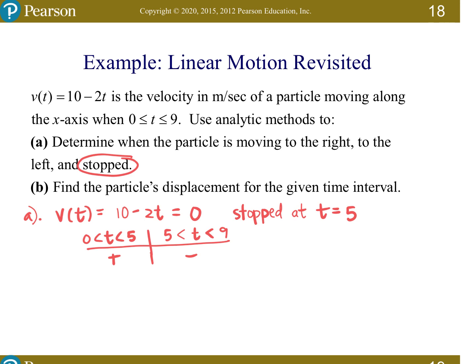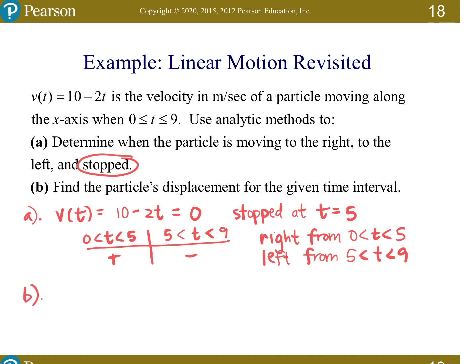So I can identify that it's moving to the right from 0 to 5 and to the left from 5 to 9. Notice that I don't have equality lines underneath it, because when it was equal to 5, it was stopped. It wasn't moving to the right or to the left. I did not ask you to justify your answer, but you should still be able to, from first semester. It is stopped at time 5 because the velocity is equal to 0. It is moving right from 0 to 5 because the velocity is positive, and it's moving left in that interval because the velocity is negative.